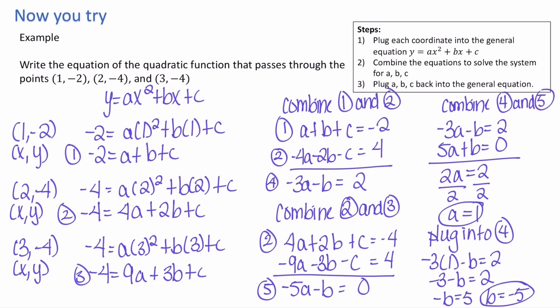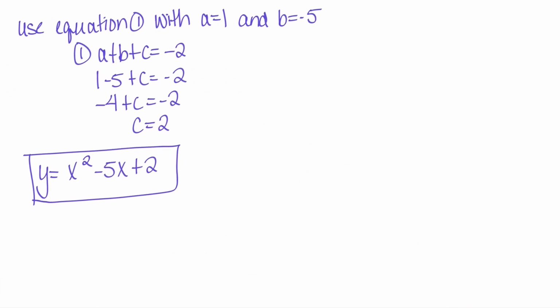I plugged a equals 1 back into equation 4 and solved for the value of b, which gave me b equals negative 5. Now that I had the values of a and b, I just plugged into equation 1, which told me that a plus b plus c is negative 2, and then I solved for the value of c, which is 2. So a equals 1, b equals negative 5, and c equals 2 gives you the equation x squared minus 5x plus 2.